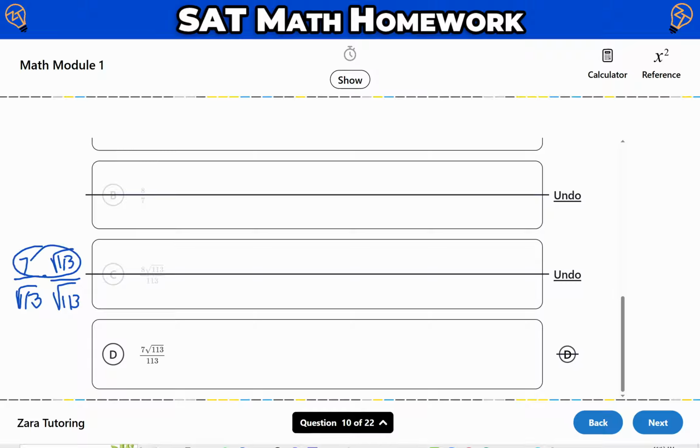Well, 7 times root 113 is 7 root 113. It's kind of like what's 7 times x? 7x. But the denominator is interesting. Root 113 times root 113 is the same as saying squared. And the square and square root cancel, and we get 113. So again, the correct answer is D.